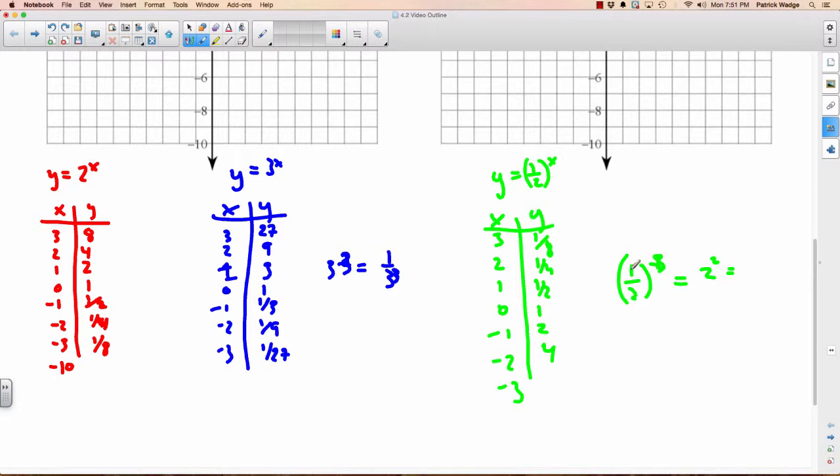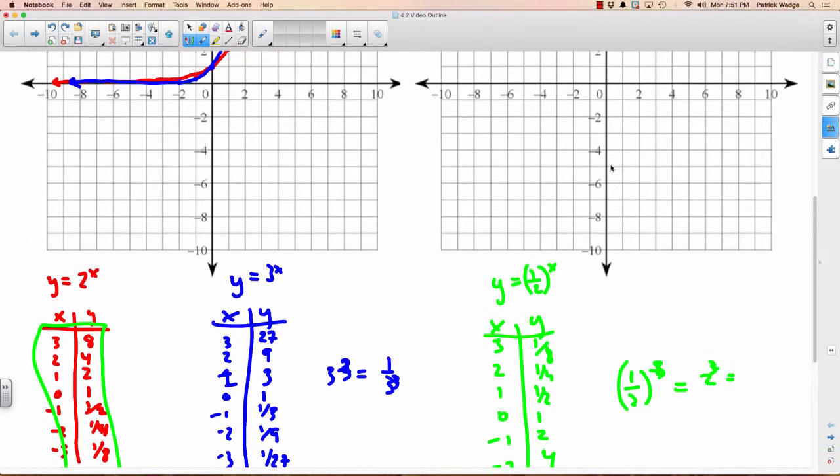Well, the negative would flip this, so it'd become 2, and then it'd be a 3 there, so you'd get 8. Compare this, what we just did, to this over here. I think you're going to see something. 8, 4, 2, 1, 1/2, 1/4, 1/8. It's the same thing, except it's going in a different direction.